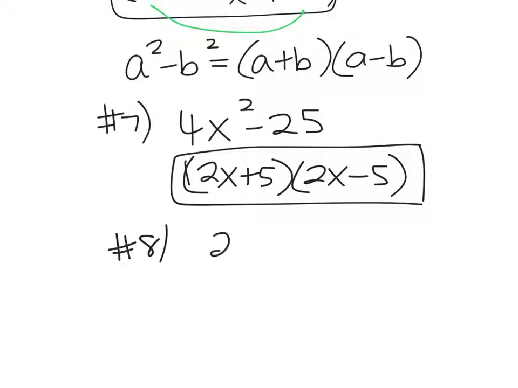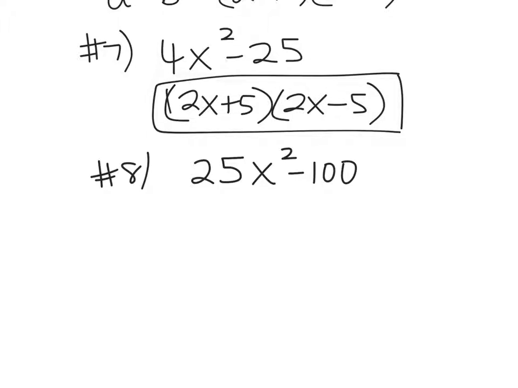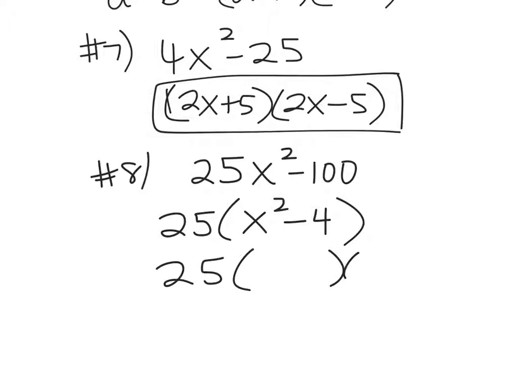Don't forget, you do need to factor out the GCF. So if you had something like 25x squared minus 100, you might think, oh, cool, difference of two perfect squares. Now, factor the GCF out first, and then see if you can keep going. So this one, you factor out the 25 and get x squared minus 4. And then you factor again, because x squared minus 4 is the difference of two perfect squares. So that'll be x plus 2 and x minus 2.